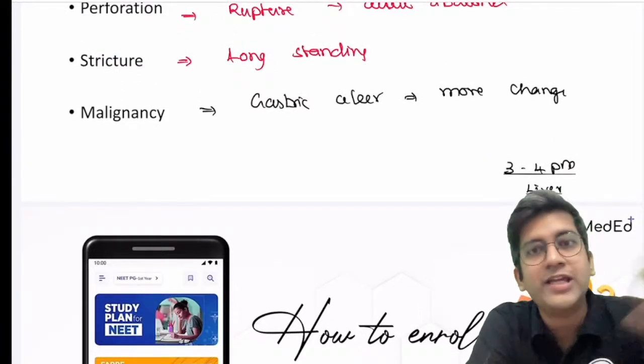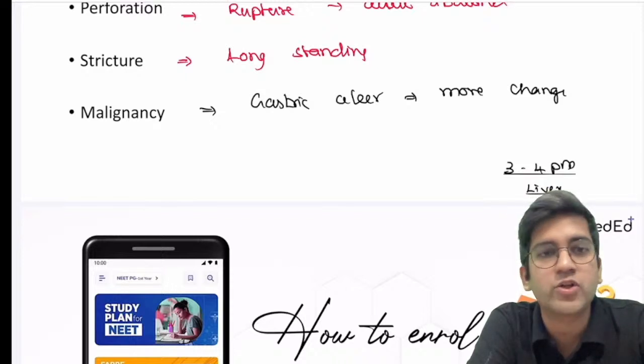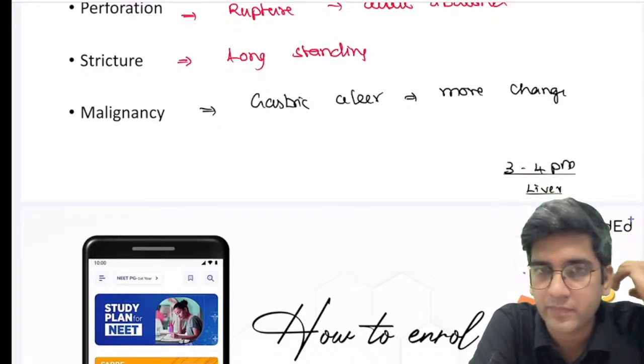It's a chronic ulcer, right? Recurring ulcer again and again. It can produce fibrosis, which can cause stricture. That's what, Samantha.